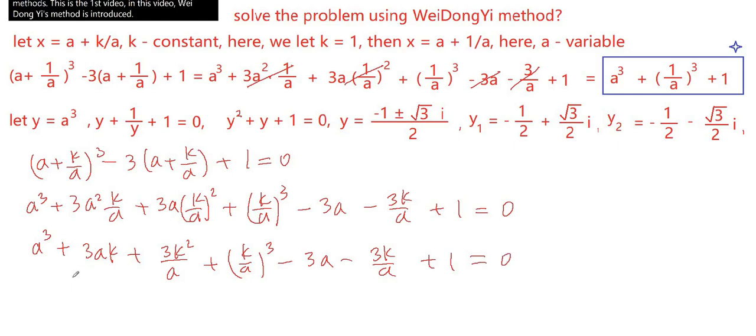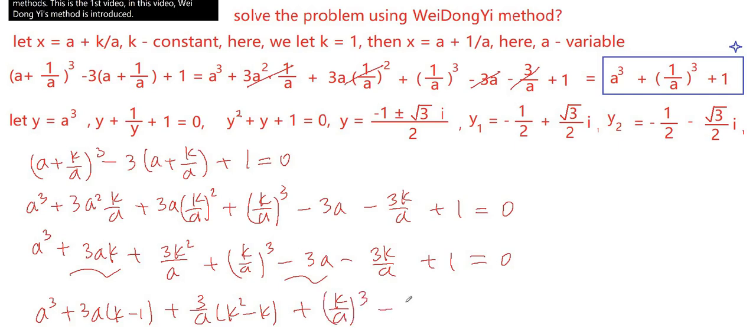For this item and this item, we put them together, so it becomes a cubed plus 3(k minus 1) times a divided by a, putting them together. For the others, we put them at the end. Here, we can see that only if k equals 1, the item about a divided by a will become 0, and the equation becomes simple. That's why we select k equal to 1.